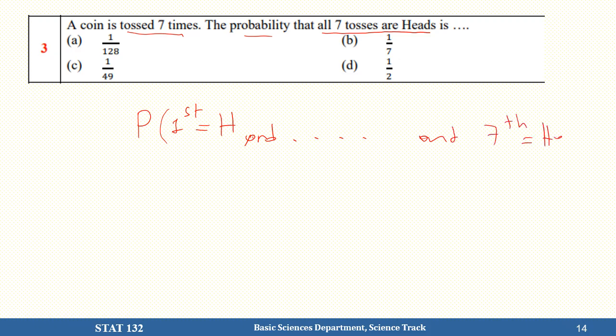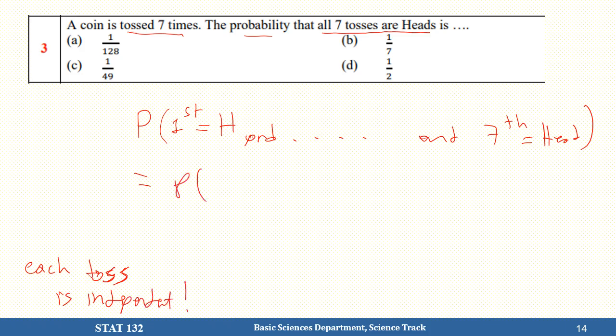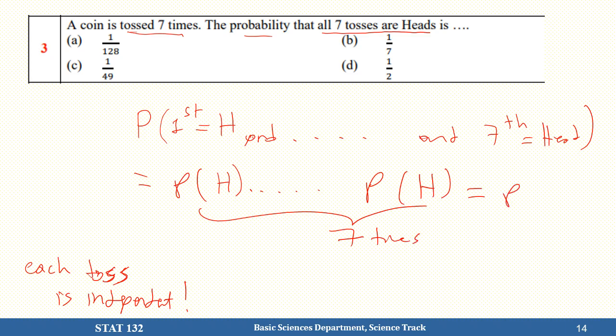Each time, these are independent events. Each toss is independent of the others, so it's not affecting the other one. So you can directly write this as the probability of getting the first head times the probability of head, 7 times. That will be the probability of head to the 7th power, which is 1 over 2 to the 7th, so it has to be 1 over 128.